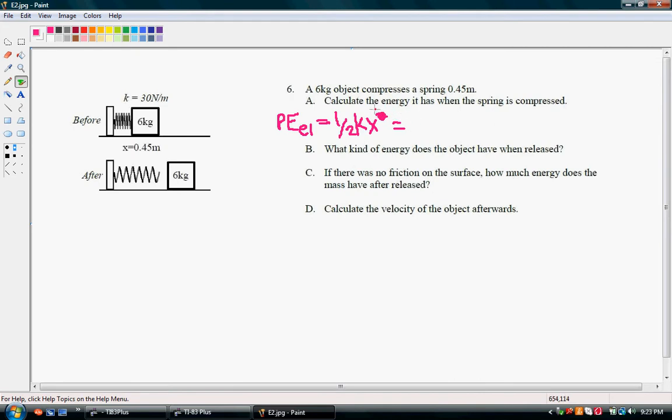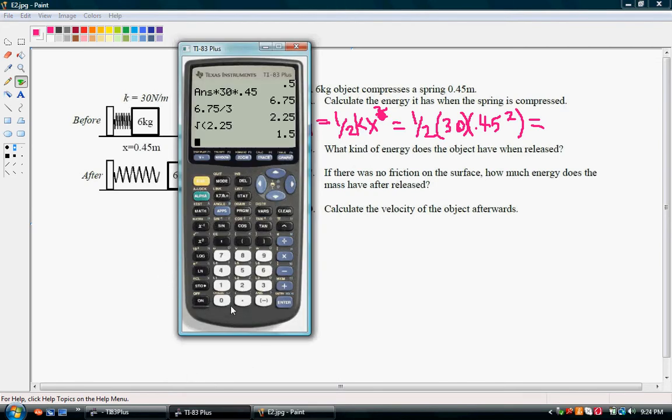Alright, so what we end up with is 1/2, and our k is 30. And our x is 0.45, and that is being squared. And when we plug that into our calculator, we get 1/2 times 30 times 0.45 squared. And that is, we'll say 3 joules.